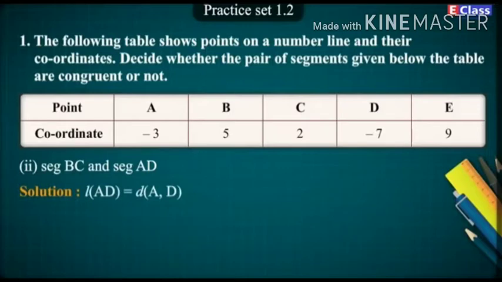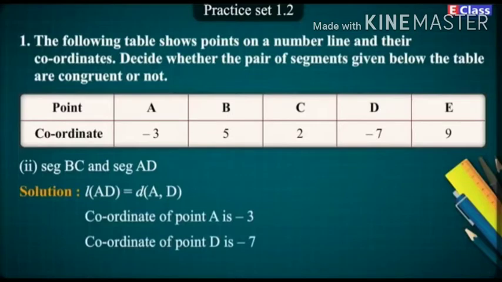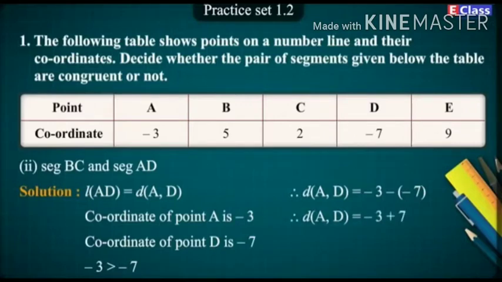Length of AD is equal to distance of AD. Coordinate of point A is -3. Coordinate of point D is -7. -3 is greater than -7. Therefore, distance of AD is equal to -3 minus (-7). Therefore, distance of AD is equal to -3 plus 7. Therefore, distance of AD is equal to 4.